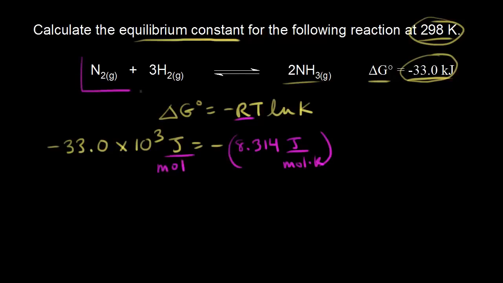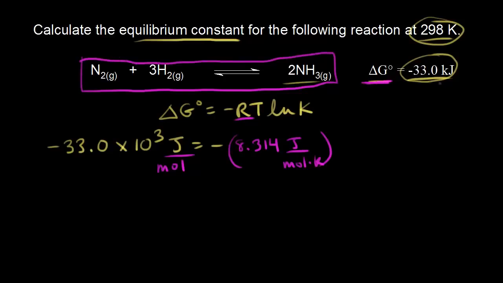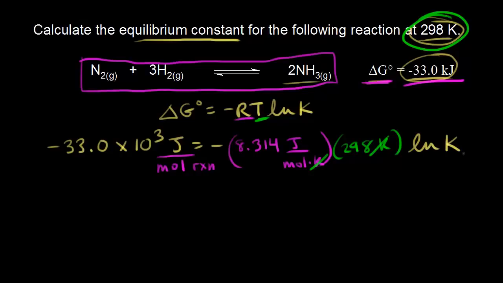So we need to write over here joules over moles of reaction. So for this balanced equation, for this reaction, delta G0 is equal to negative 33.0 kilojoules. So we say kilojoules or joules over moles of reaction, just to make our units work out here. Temperature is in Kelvin, so we have 298 K, so we write 298 K in here. Kelvin would cancel out, and then we have the natural log of K, our equilibrium constant, which is what we are trying to find.